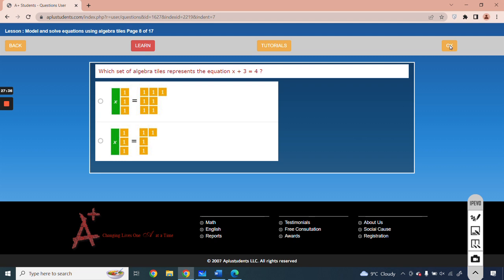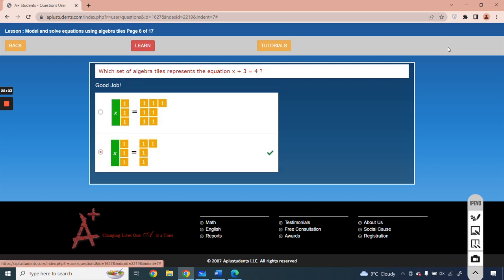Which set of algebra tiles represents the equation x plus 3 equals 4? So which is the correct option? Very good, option number 2 is the correct option. Got it? So just select the correct option and click on the OK button.